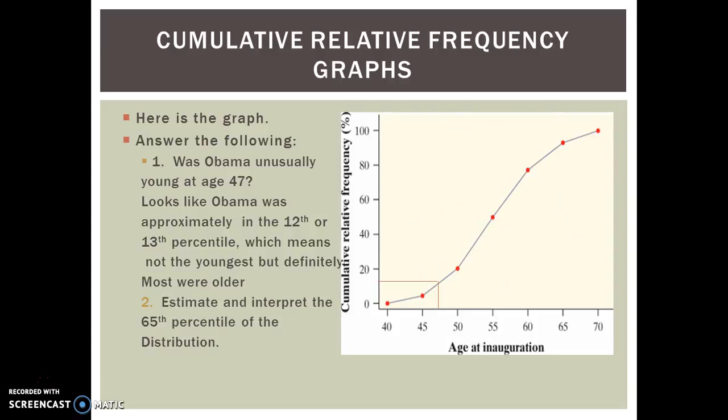All right. Can you estimate and interpret the 65th percentile of the distribution? So this time I'm going to start at the 65th percentile. So I'm going to start on the left-hand side at 65. Once I get over to my graphed line, I'm going to go down, and I'm going to see that that is approximately 57 or 58 years. That means the president that was 57 or 58 years old when they were inaugurated was older than 65% of the presidents that were inaugurated.